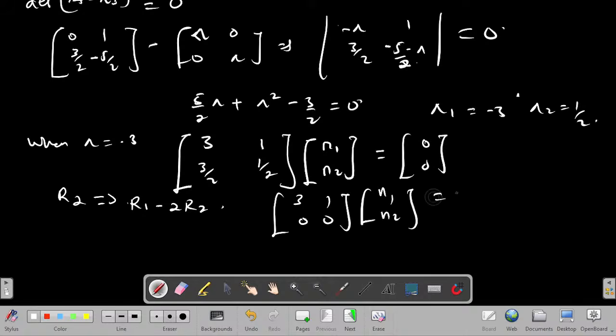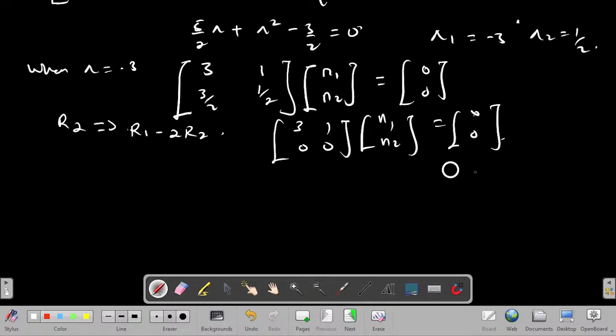And this will give me 0, 0. Is that not it? So once I get this, then you can simply have 3n1 plus n2 is equal to 0. At this point, you make one the subject, but please always make n2 the subject. Please always make the second one the subject. So you have n2 to be equal to negative 3 n1. Is that not it? Yeah.